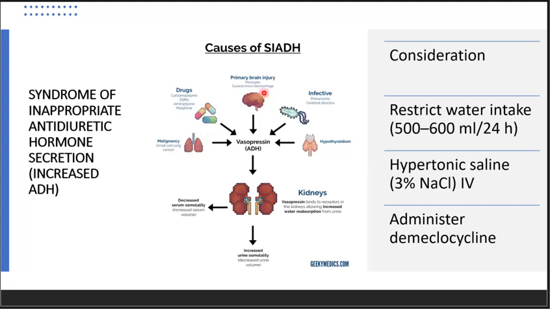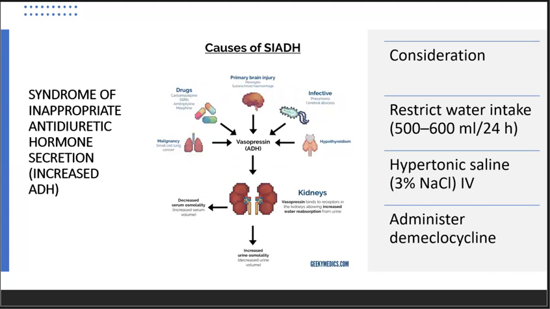It could be as a result of primary brain injury from meningitis or from a subarachnoid hemorrhage. It could also be as a result of infection like pneumonia or cerebral abscess. It could also be caused by drugs like carbamazepine, SSRIs, amitriptyline or morphine. Again, it could also be caused by small cell lung cancer. So all of this can cause SIADH. Also included will be positive pressure ventilation.